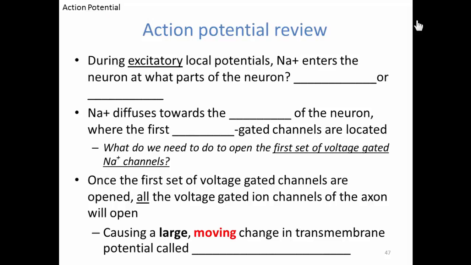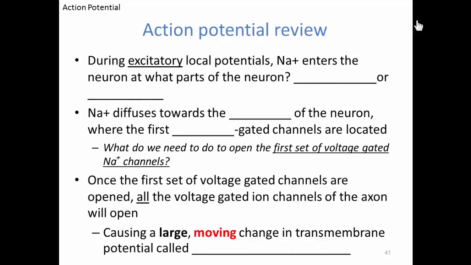What starts an action potential is an excitatory local potential. During excitatory local potentials, sodium enters the neuron at what parts of the neuron? If you said dendrites and cell body, you're correct. Sodium diffuses towards the blank of the neuron. Where does that sodium have to get to in order to initiate the action potential? If you said axon hillock, you're correct. So sodium diffuses towards the axon hillock of the neuron, where the first voltage-gated sodium channels are located.